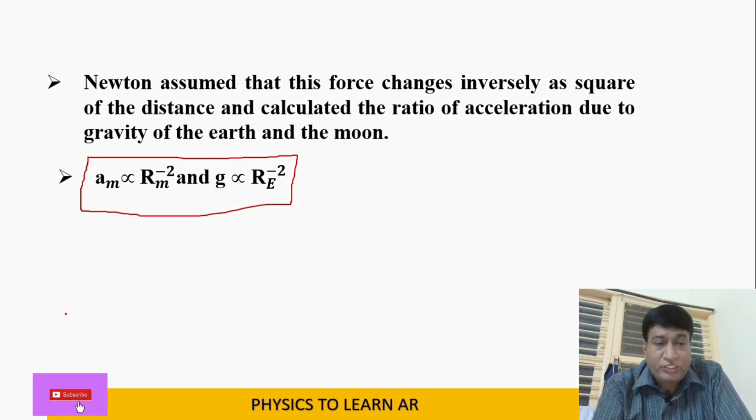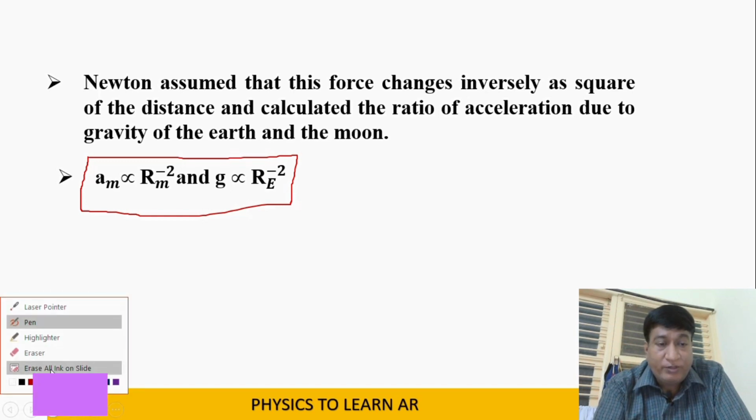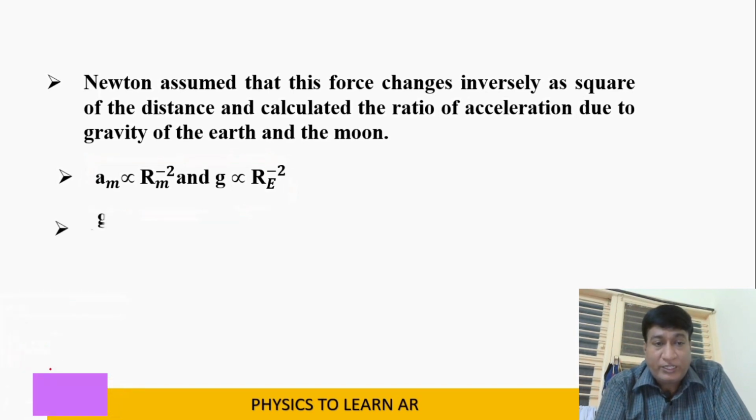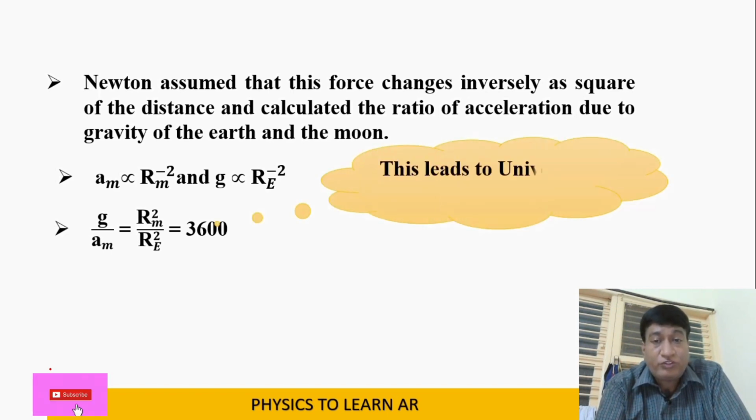So based on this, by substituting these two values, you can obtain g by a_m equals r_m square by r_e square, which equals 3600. So this leads to the law of gravitation, which we are now going to discuss.